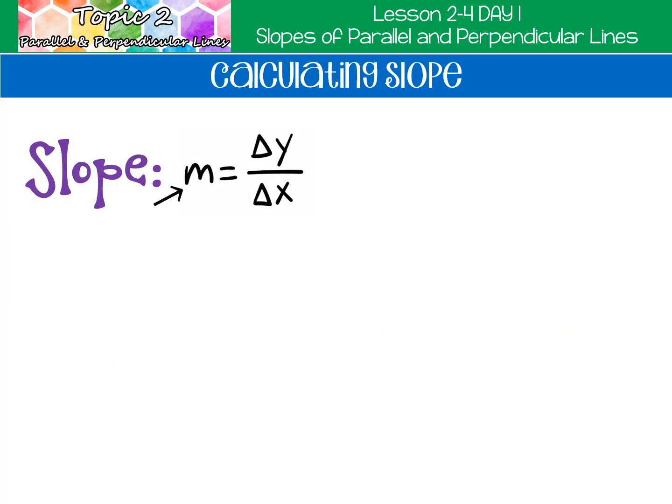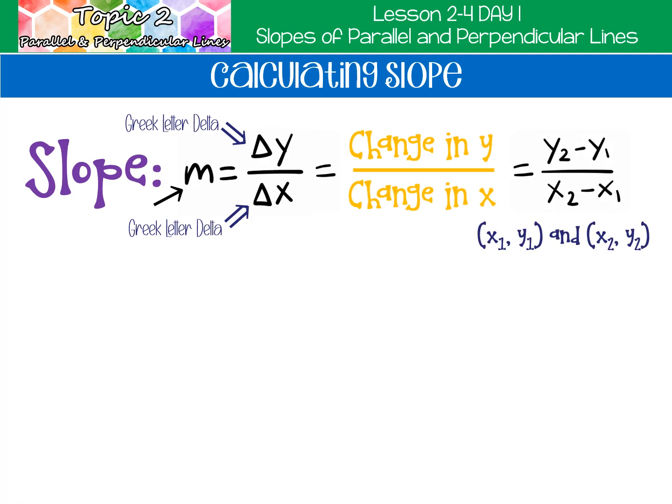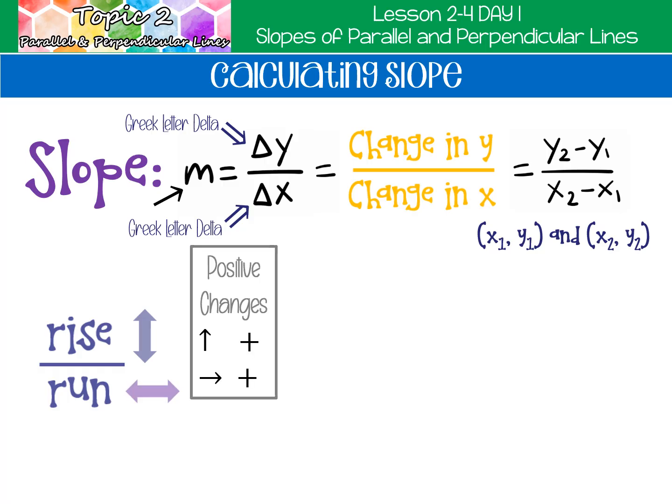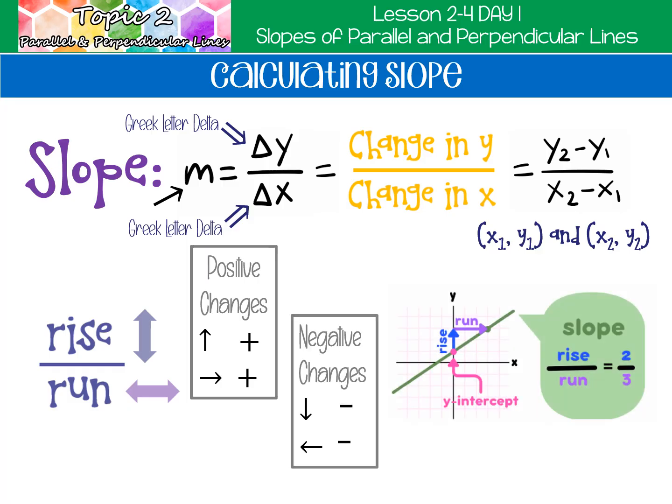Slope. The letter we use to represent slope is m, and that's equal to delta y over delta x, the Greek letter delta. That means change in y over change in x. To calculate that using two points, it is y2 minus y1 over x2 minus x1. If it's graphed, it's rise, the up or down, and run, the left or right. Positive changes are up and to the right. Negative changes are down and to the left.